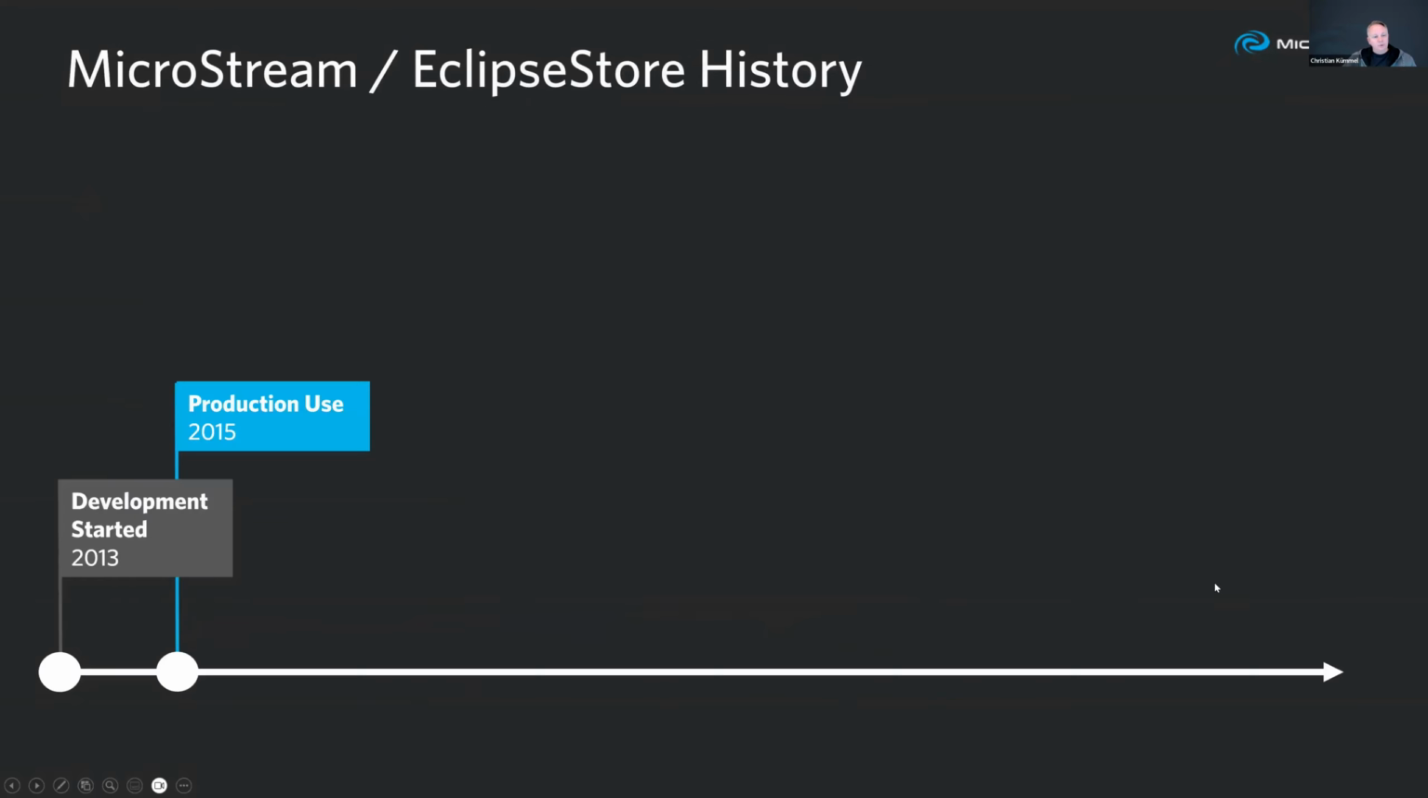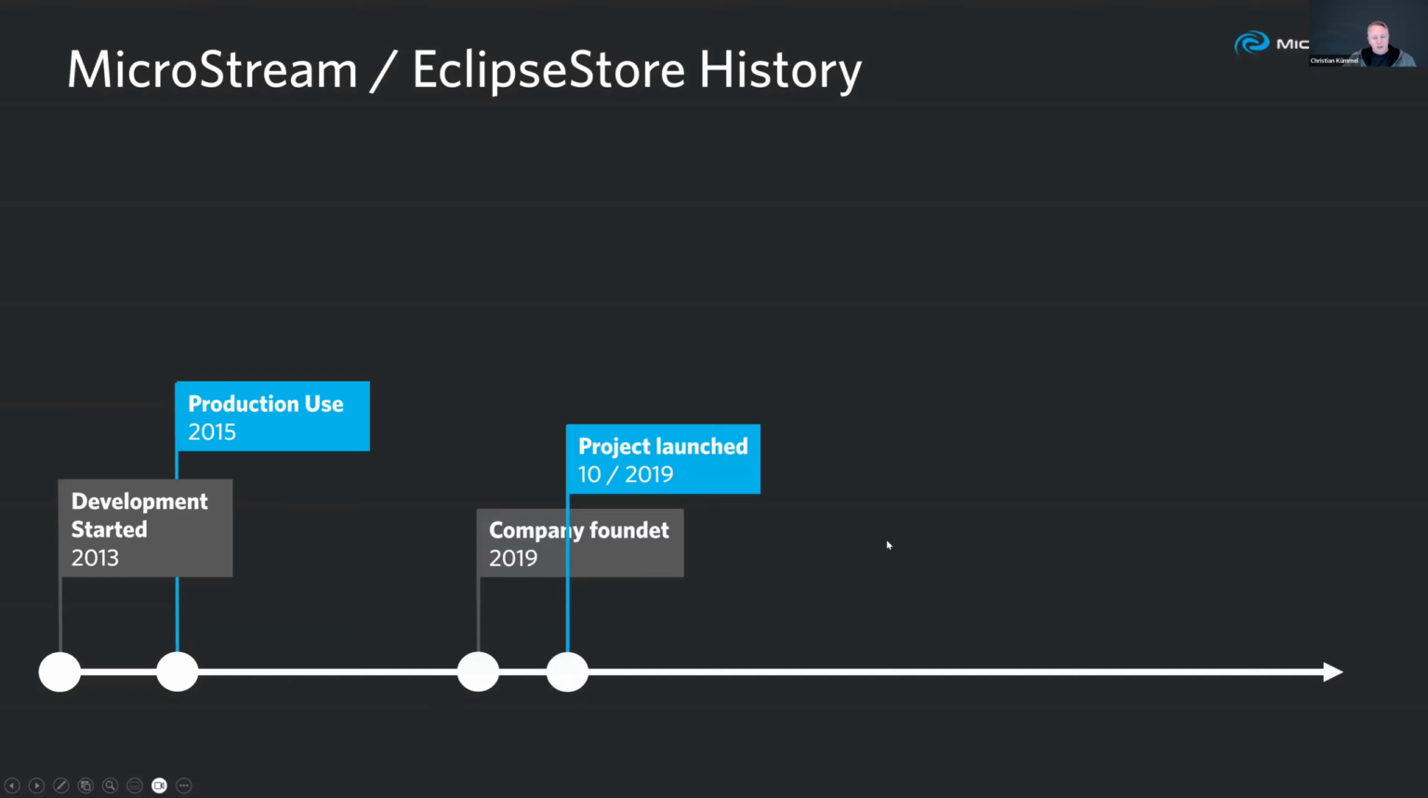Let's move on. The project was invented in 2013, a long time ago, as a customer project. We invented it within a project where normal relational databases were too slow. So that's why we decided to invent our own storage technology, which is much faster. It went into production in 2015, and we decided to open it for everyone in 2019.